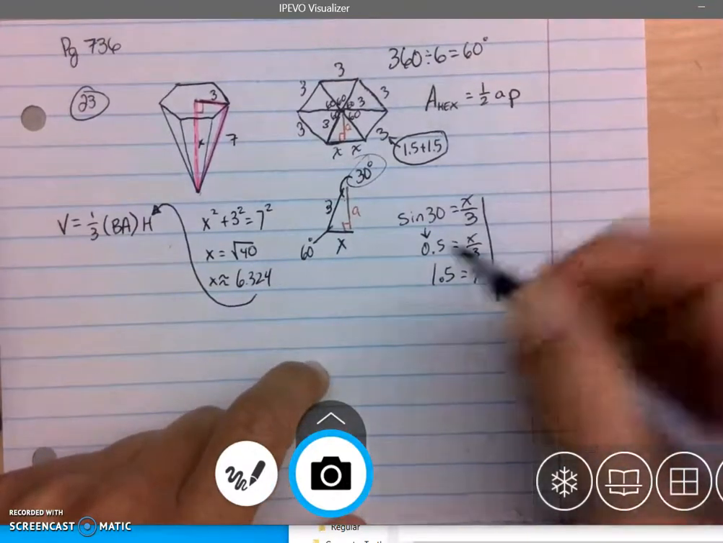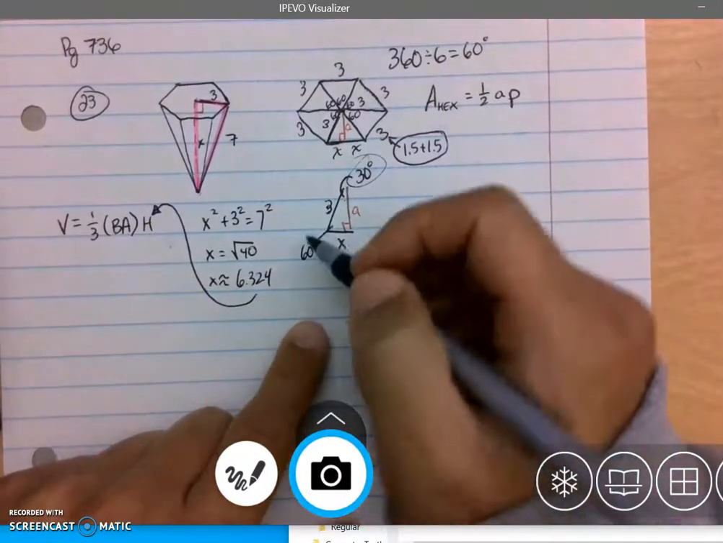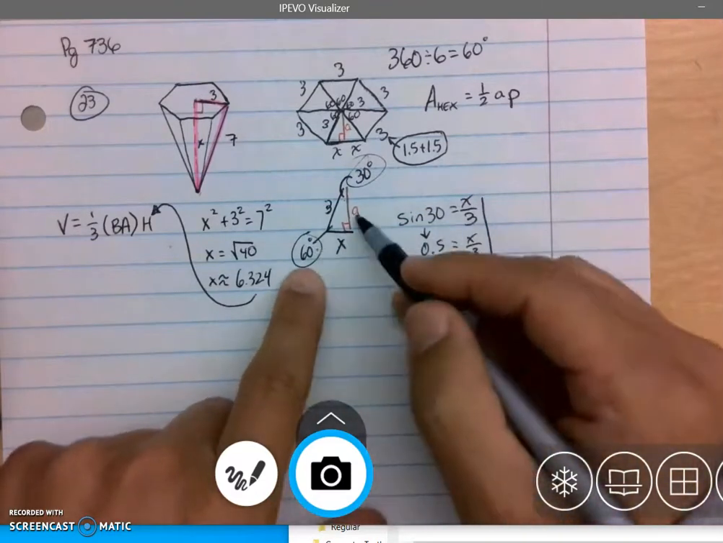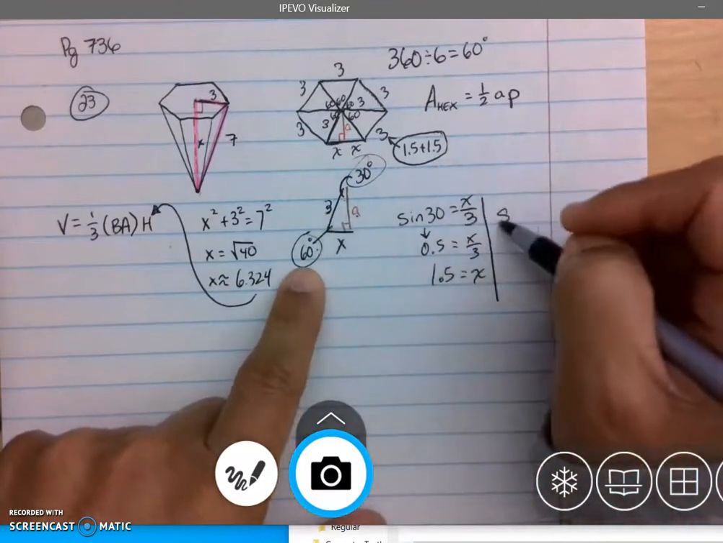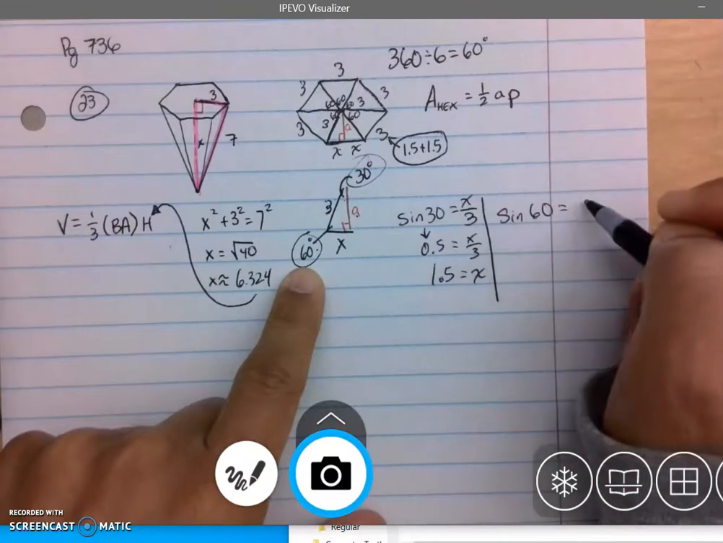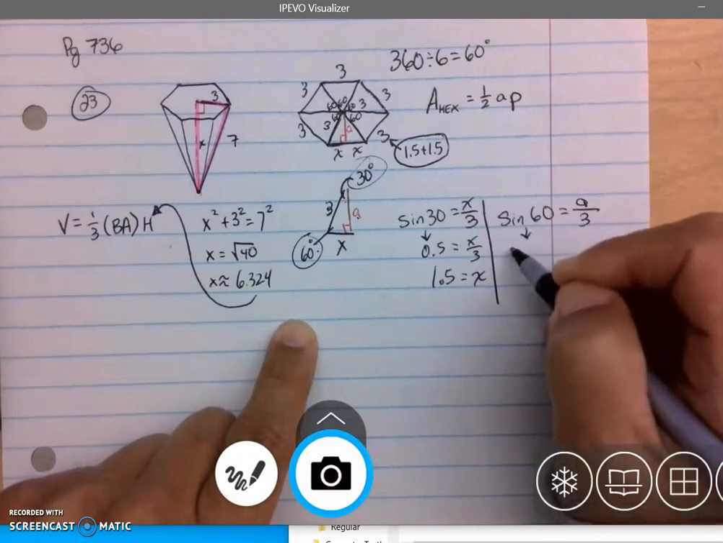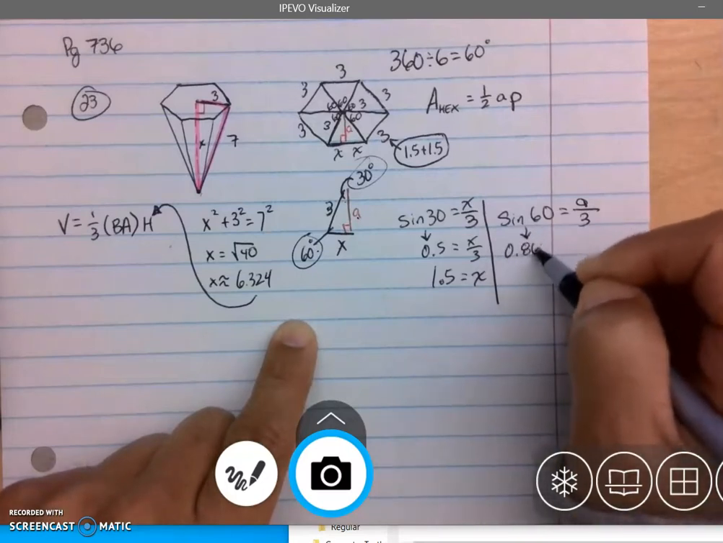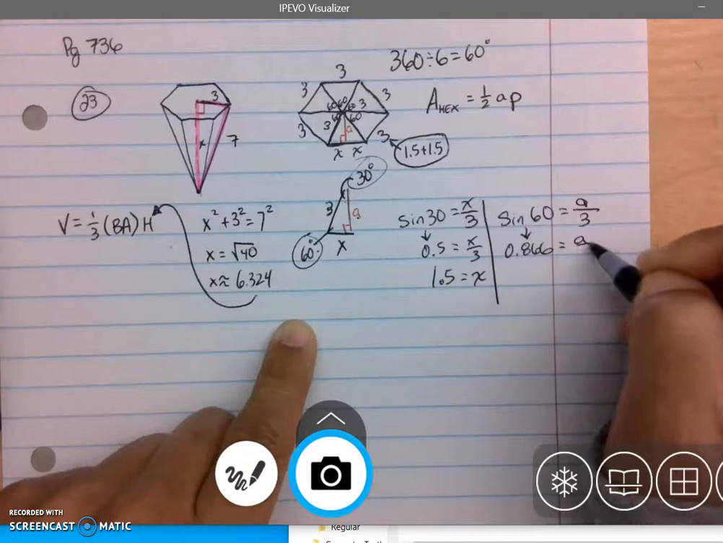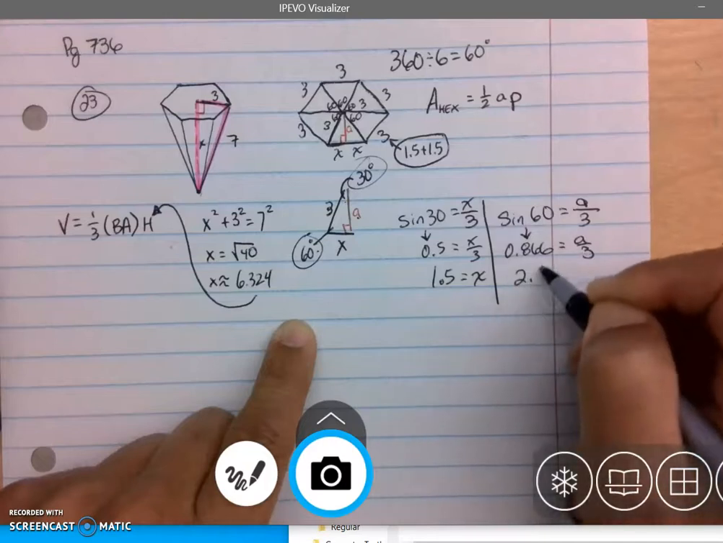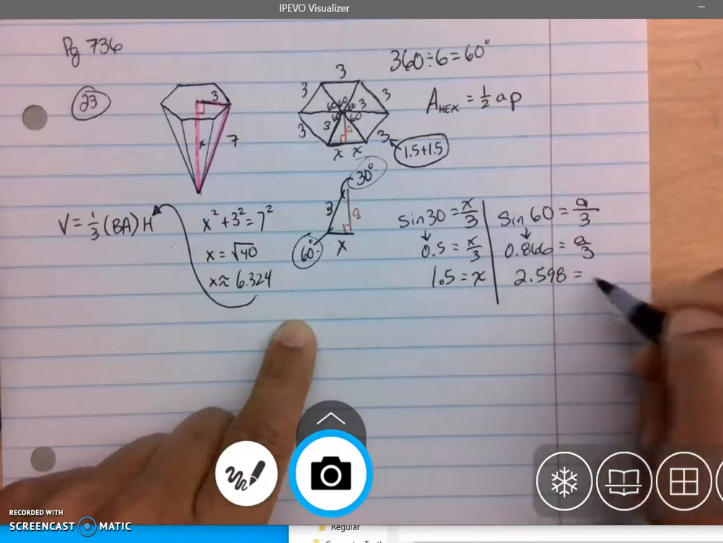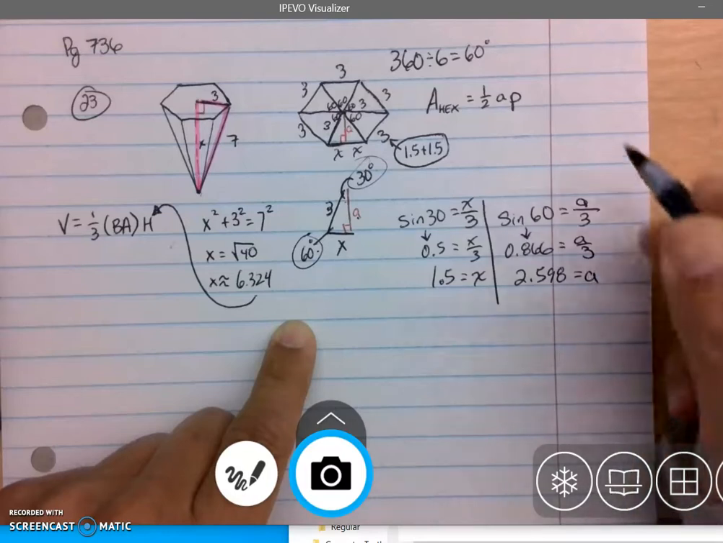We also need this apothem here. Let's stand at the 60 degrees, opposite over hypotenuse. Let's go sine of 60 degrees, apothem, opposite over hypotenuse 3. Sine of 60 turns into an ugly number, 0.866, and then I'm going to multiply that by 3, 2.598. Basically 2.6 is the apothem.